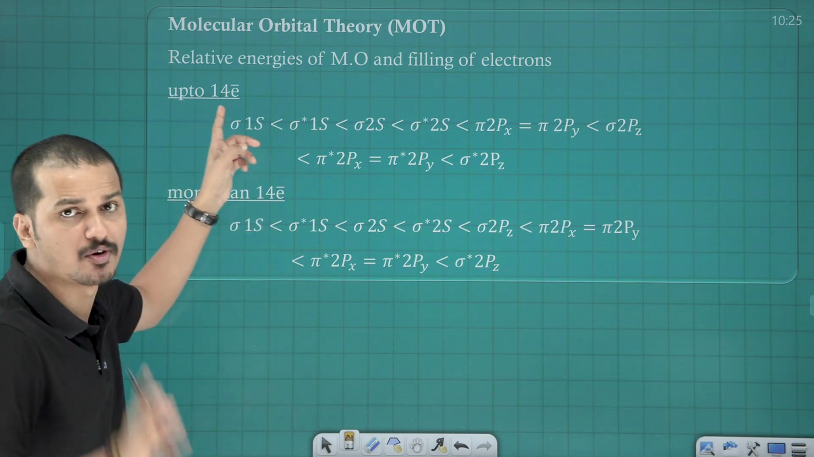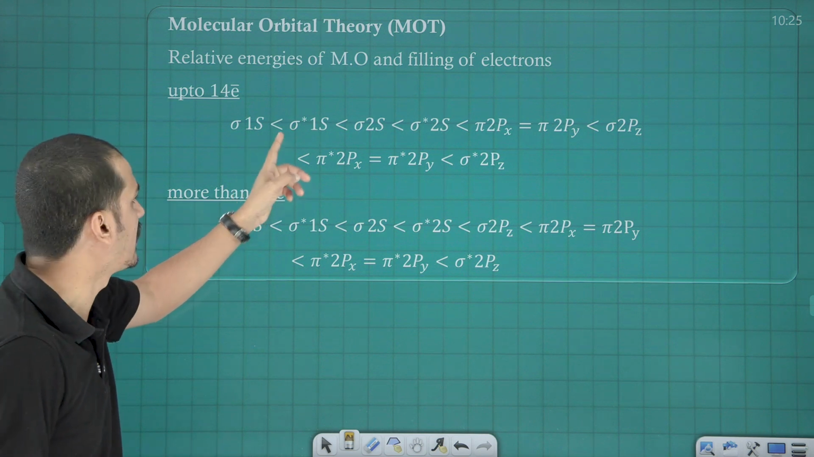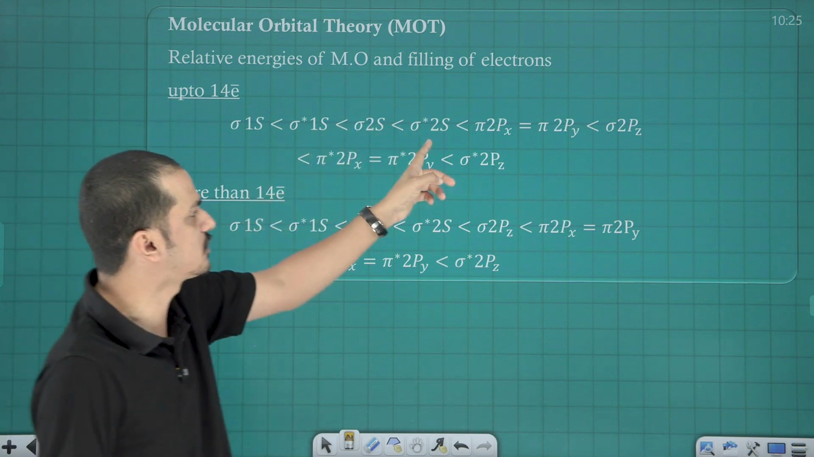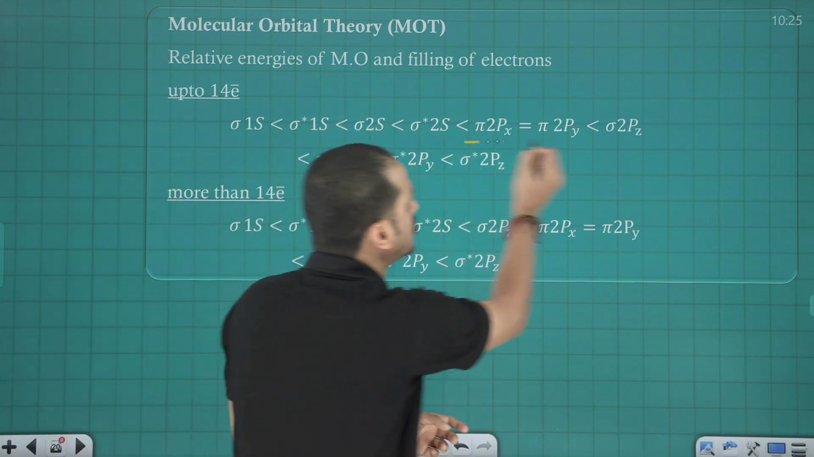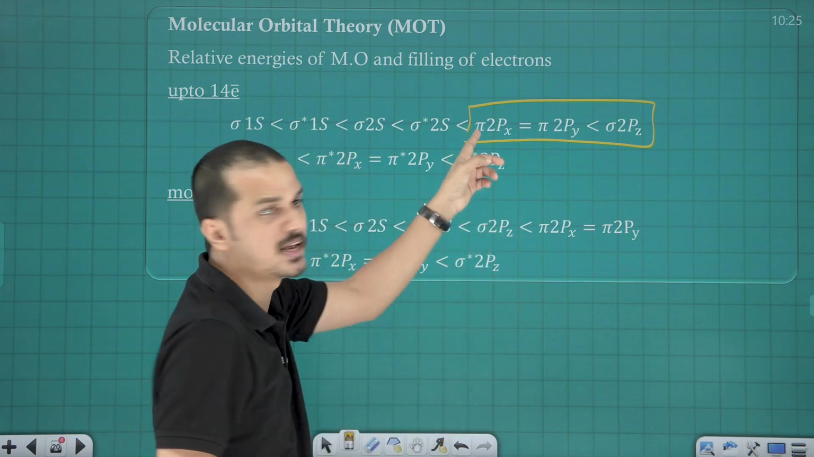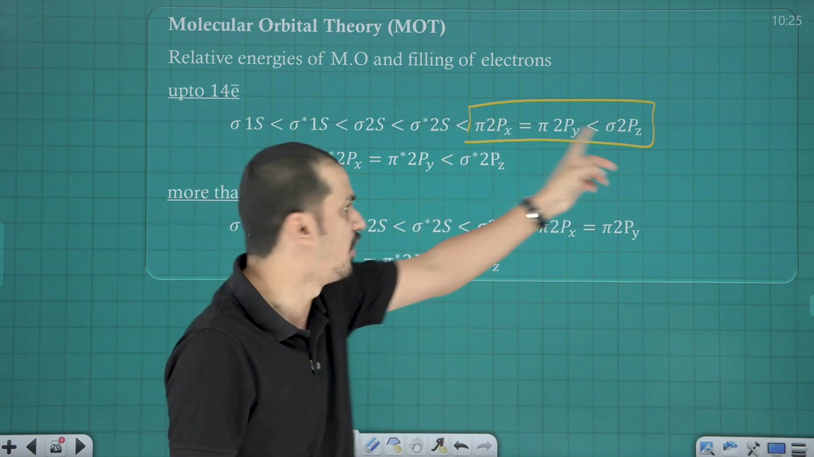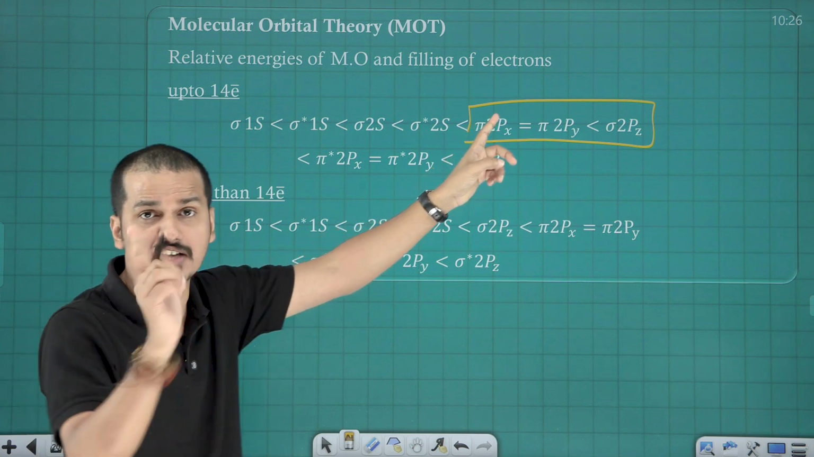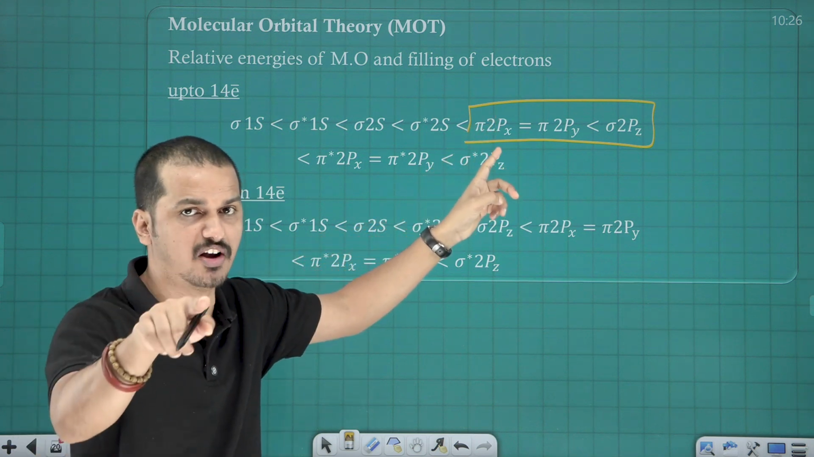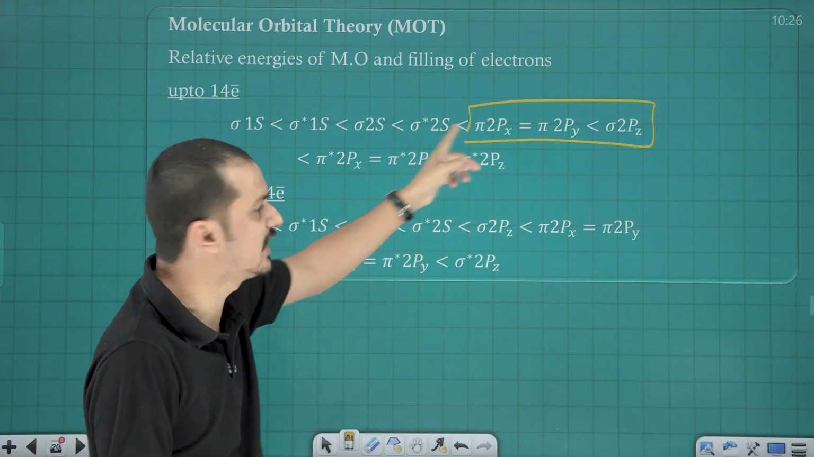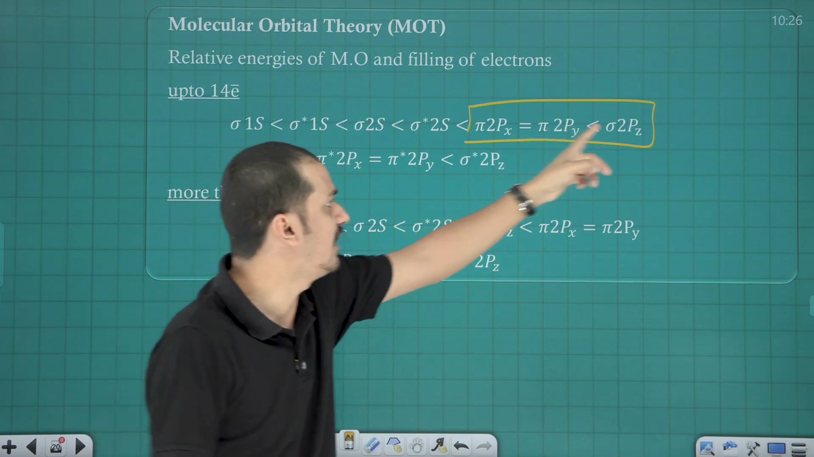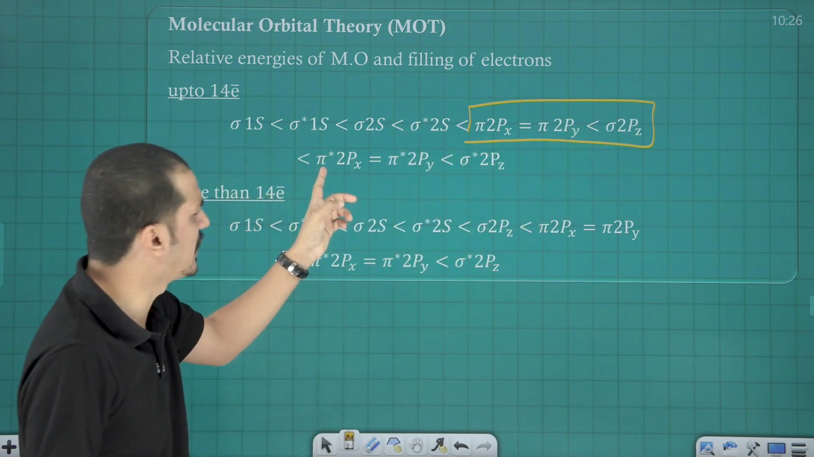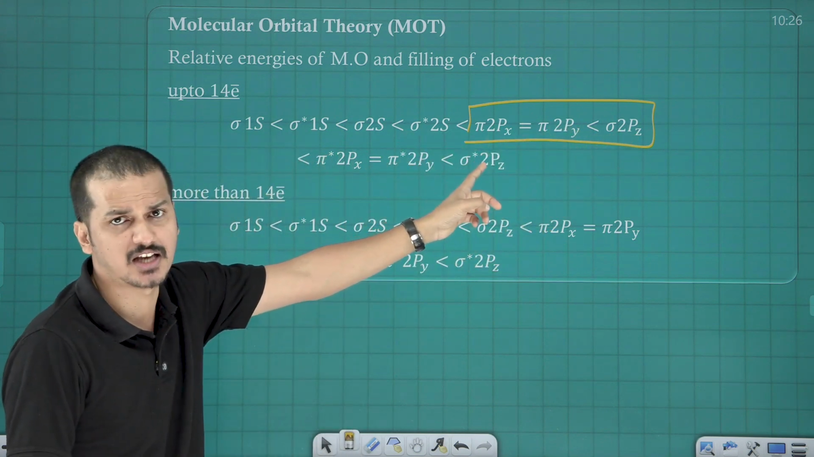Here, up to 14 electrons, this is the order: sigma 1s, sigma star 1s, sigma 2s, sigma star 2s, pi 2px equal to pi 2py, then sigma 2pz. First the pi bond will form, and only after that the sigma bond will form, then pi star 2px, pi star 2py, sigma star 2pz. In molecular orbital theory, according to valence bond theory, first sigma will form, then only pi will form. But according to molecular orbital theory, the pi bond can form first, then sigma can form.